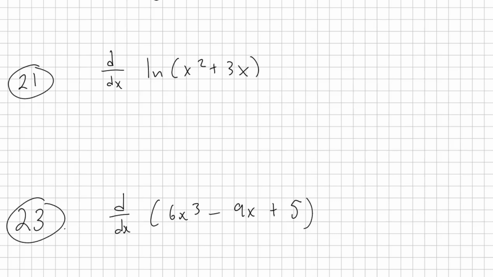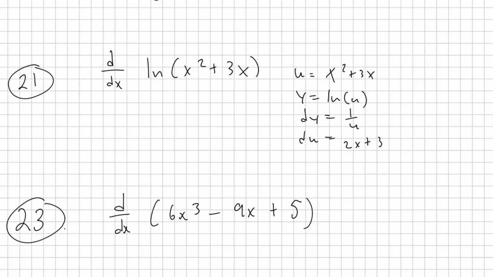Okay. Now we have question number 21. It's asking us to find the derivative of ln of x squared plus 3x. In this case, I'm going to use the chain rule. The idea here is that my u is going to be equal to x squared plus 3x. My y, in this case, is going to be ln u. And therefore, dy is equal to 1 over u, and my du is going to be equal to 2x plus 3.